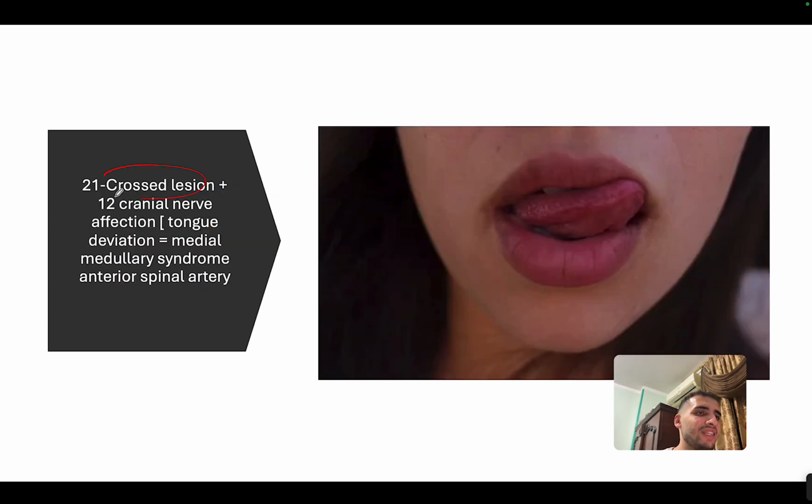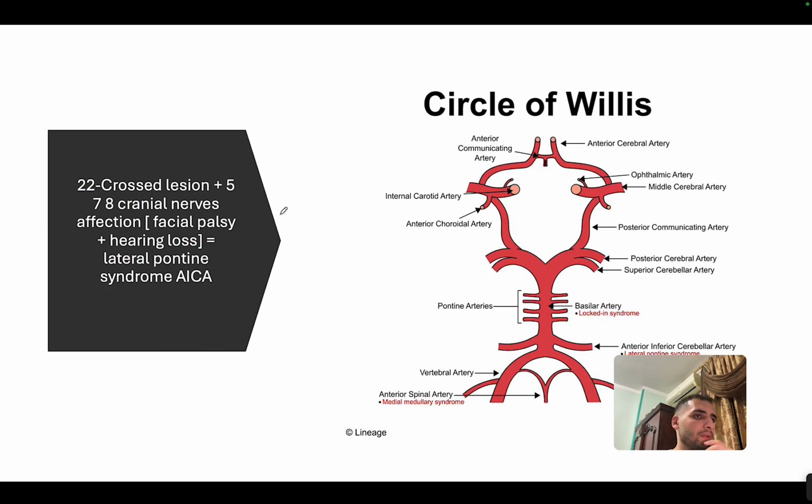Now, if you see a crossed lesion with cranial nerve 12 affection, then it would be medial medullary syndrome, which is usually occlusion of the anterior spinal artery. So the way it works is that this is the spinal cord, and then we have the medulla. The middle part of the medulla is also supplied by the same artery that supplies the spinal cord anteriorly, which is the anterior spinal artery, okay?